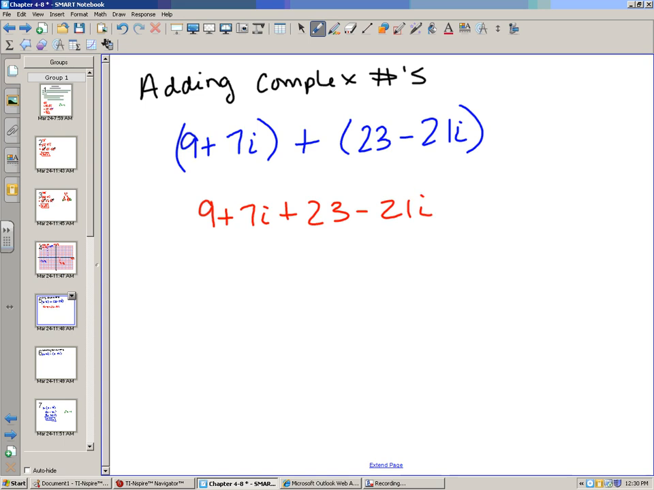And I can simply look for them. What is 9 plus 23? 32. And what is 7i minus 21i? Minus 14i. And you're done. Don't have to graph it unless it says. It would be right 32 and down 14.